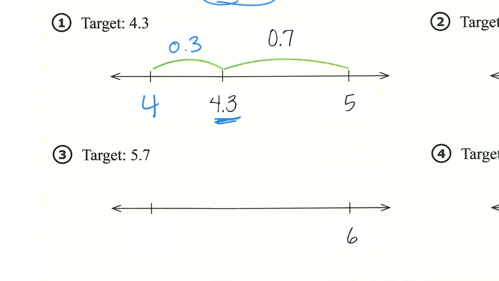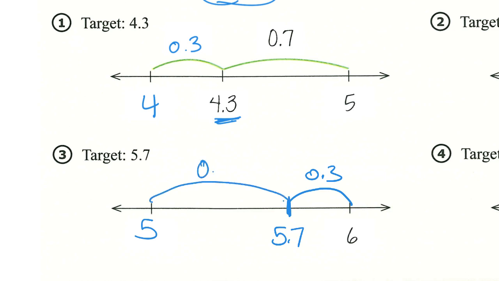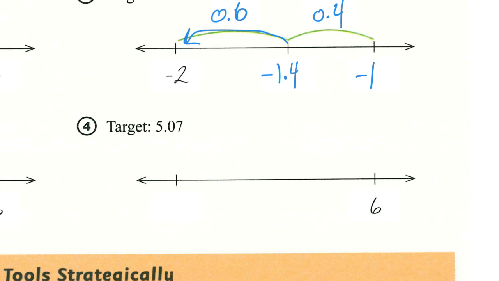In number 3, 5.7 is going to be between 5 and 6. It's going to be closer to 6, so we'll put it about right here. And it's going to be 0.3 away from 6, and it's going to be 0.7 away from 5. In number 4, 5.07 is going to be between 5 and 6, so we'll put that there, and it's going to be a lot closer to 5, so we'll put that right there.